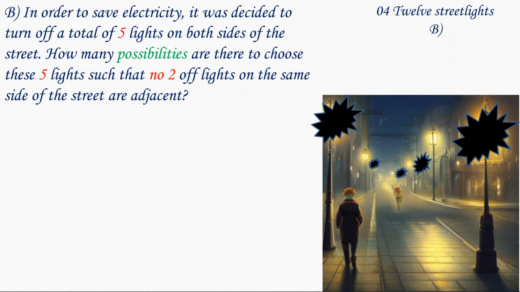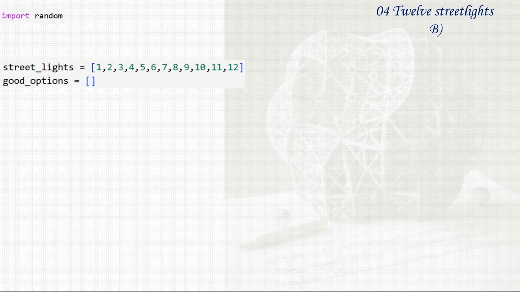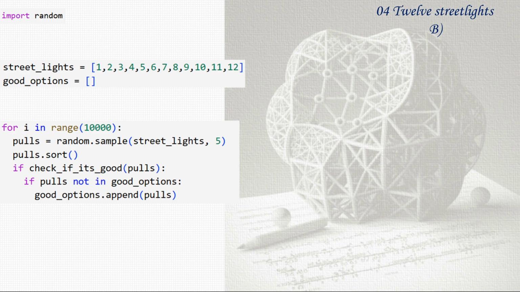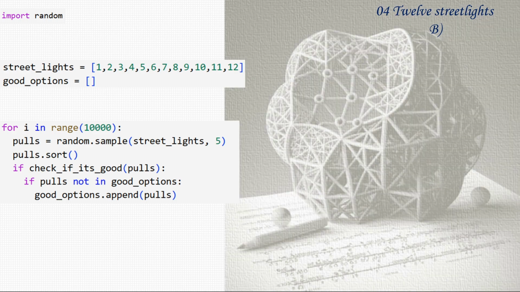The Python solution is, as always, very simple. We take a list of 12 numbers which define our streetlights. In a loop of 10,000 times, each time we randomly sample 5 numbers. With the function check if it's good, we check whether our random selection meets the condition of the problem, and if so, we add such selection to a set of good options.